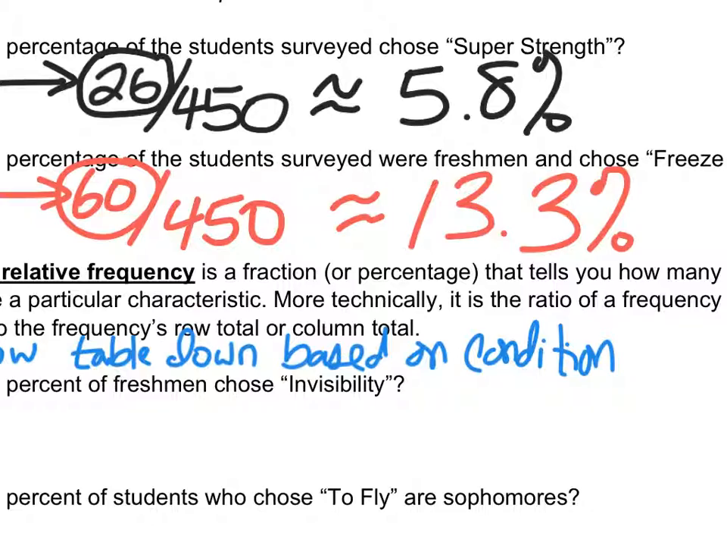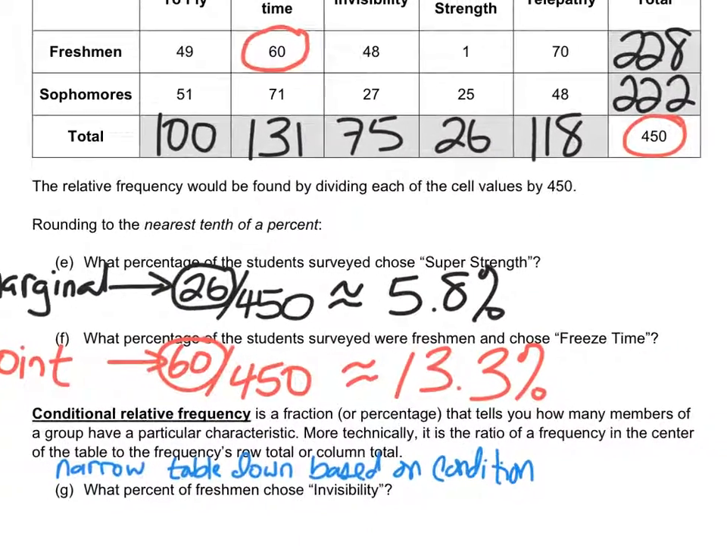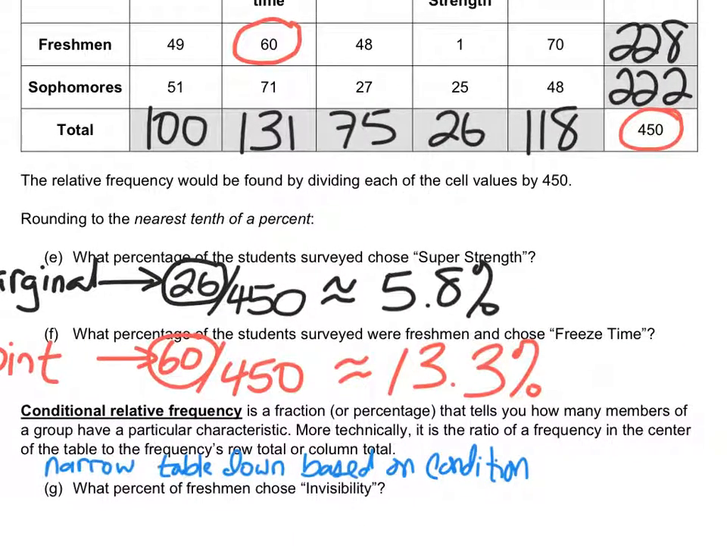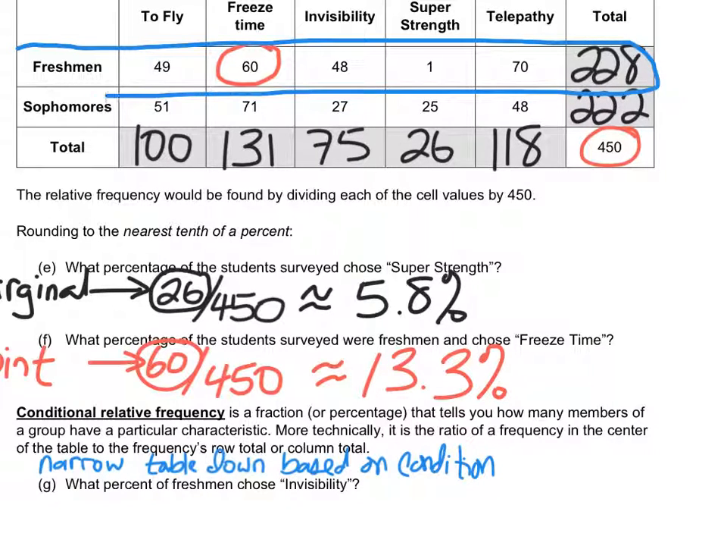All right, so I go back to my table here. It's asking us what percent of freshmen chose invisibility. So what that's telling me is that the only people I care about are the freshmen, which is generally true.